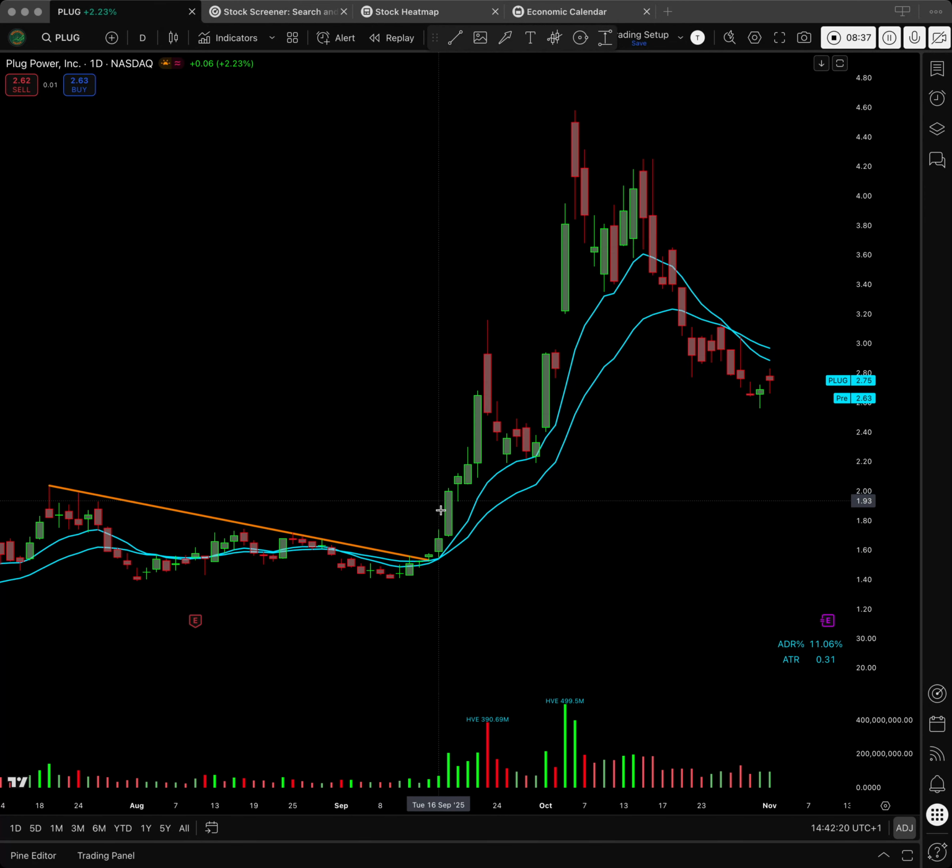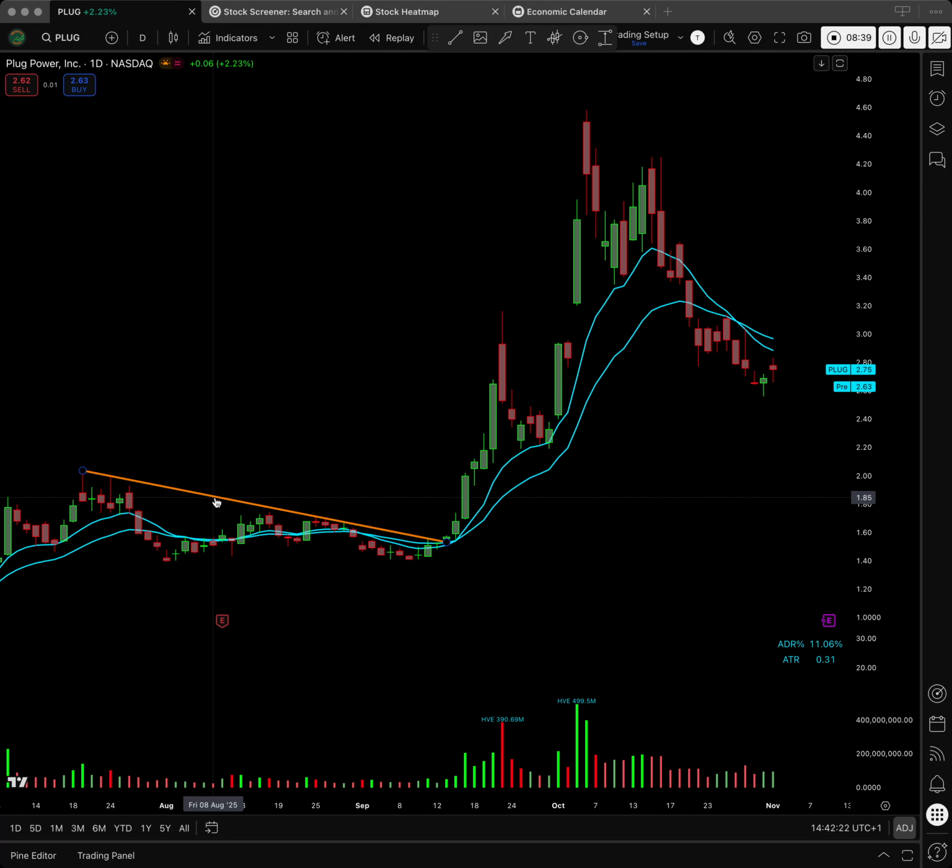Plug, another one that's really had a nice run here. Also, descending trend line. You can see how it just can't get above it, and then suddenly it starts riding the 10-day. The 10-day crosses the 20-day. You get above average volume, and you get the green candle, green candle, green candle, green candle, green candle, green candle, and it starts squeezing.